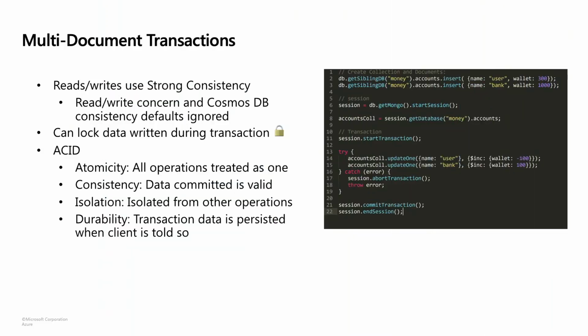Diving in a bit deeper from that, let's talk about multi-document transactions in Cosmos DB. So in Cosmos DB API for MongoDB, reads and writes always use strong consistency within a transaction. So no matter what your default consistency level is for your account, strong consistency is always being used within multi-document transactions. Additionally, read-write concerns, which are set on operation level within the MongoDB API or drivers, always use the strong consistency as well. So those get ignored, essentially. Keep in mind that data that's being written to gets locked during a multi-document transaction. And naturally, all of the ACID semantics are followed when multi-document transactions are taking place.